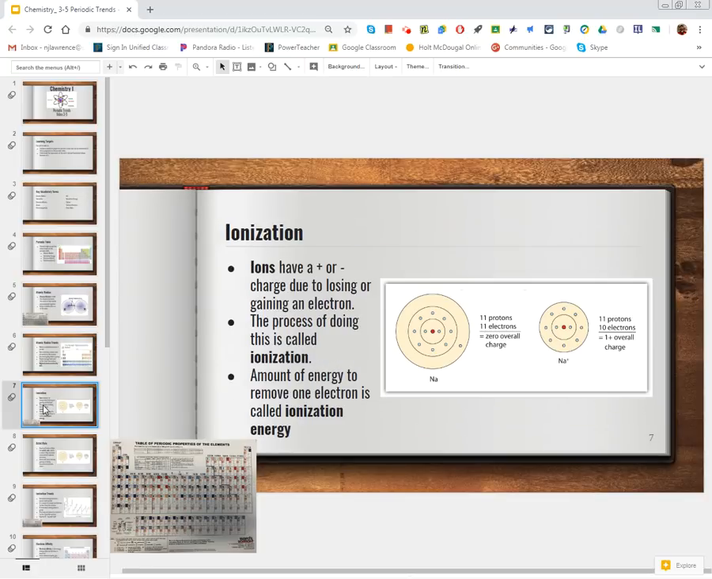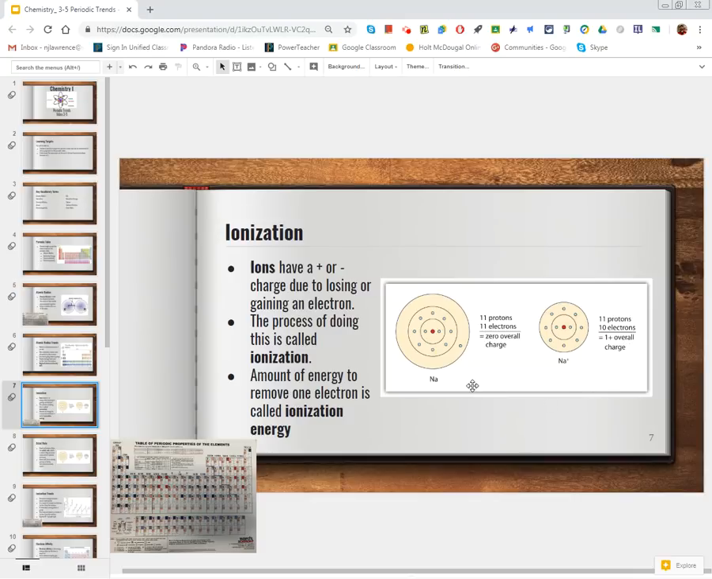The next trend is called ionization energy. You've already heard this term before. An ion is when a neutral atom has a charge because it gains or loses an electron. So when I have something like sodium, when he's neutral, he will have 11 protons and 11 electrons. Well, when sodium loses an electron, he goes from having 11 electrons to 10 electrons, he is now going to become an ion. He is going to have a charge.